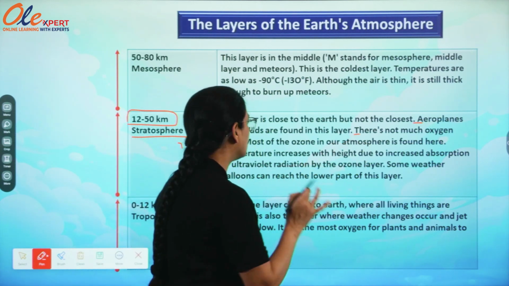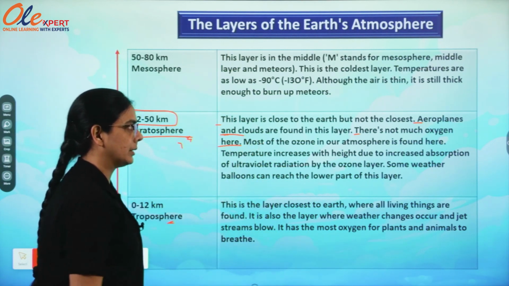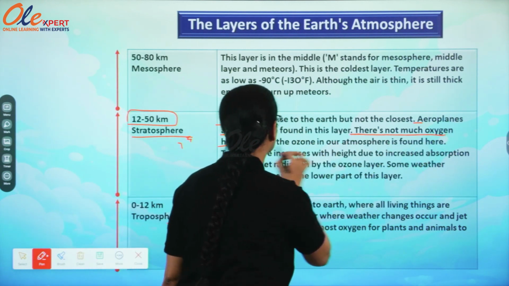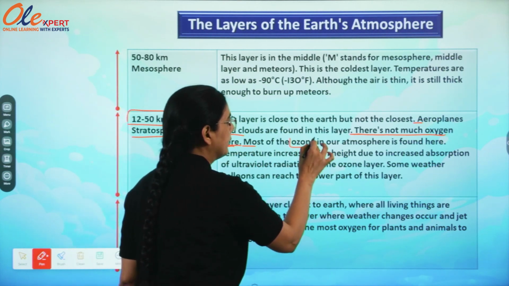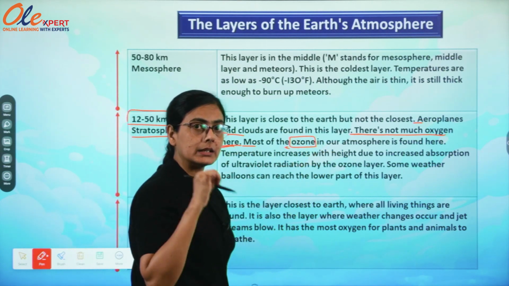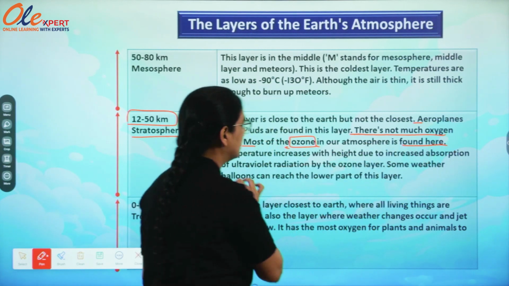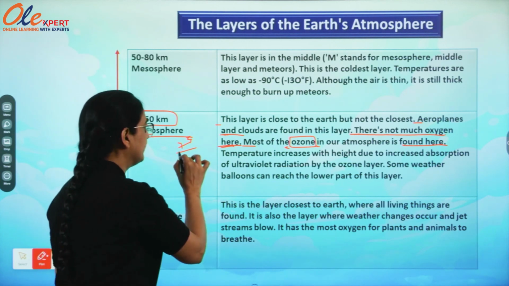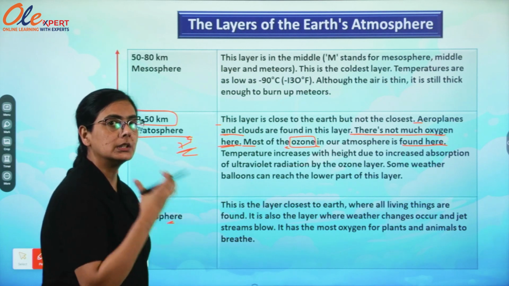There is not much oxygen here. Most of the ozone in our atmosphere is found here. So we can say that there is not too much oxygen in this layer, but the ozone layer means maximum ozone. Whatever ozone is there in the atmosphere is in this layer only, the stratosphere.